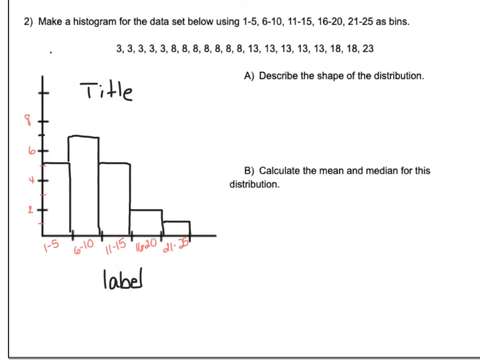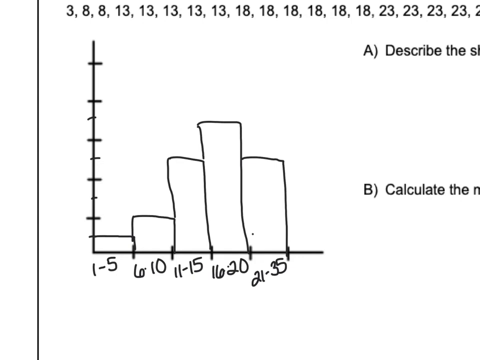So here's what my second histogram looks like. And here is my third. Again, I didn't do a great job with titles and labels here. You'll do much better when I give you one in context, for sure. Okay, so now what we're going to do is describe the shape and calculate the mean and the median for all 3.